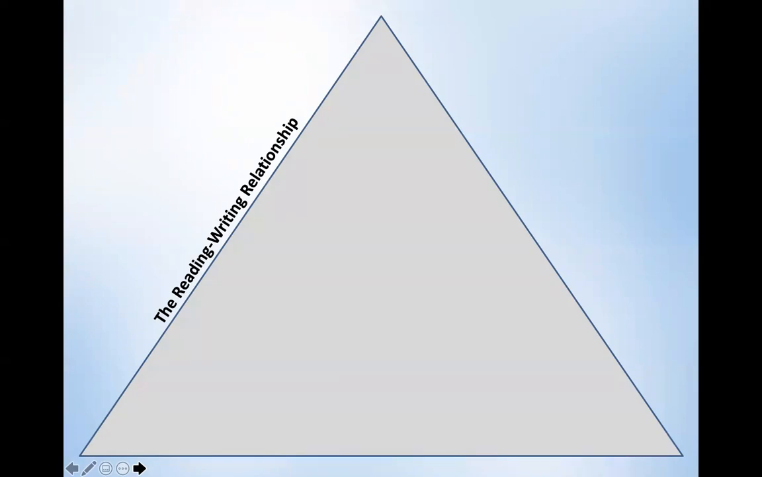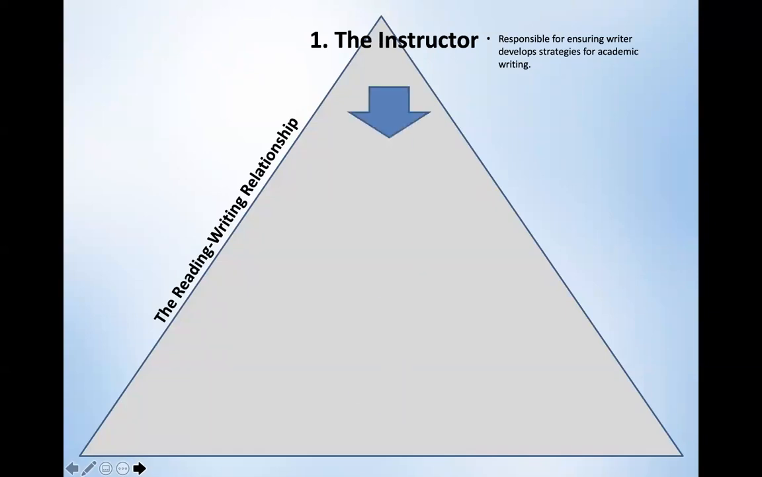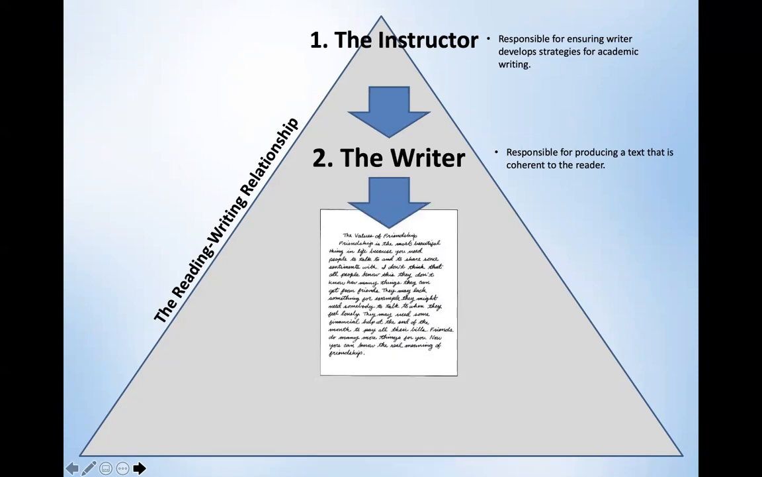consider the reading-writing relationship. And it kind of trickles down in this hierarchy with the instructor, that's myself. I'm responsible for ensuring that you as the writer develop strategies for your academic writing. And then you as the writer are the one who's responsible for producing a text that's coherent to the reader. And then we have the text itself. And the function of the text is that it should be coherent, meaning it makes sense, only if the writer carefully organizes and plans what he or she wants to convey.